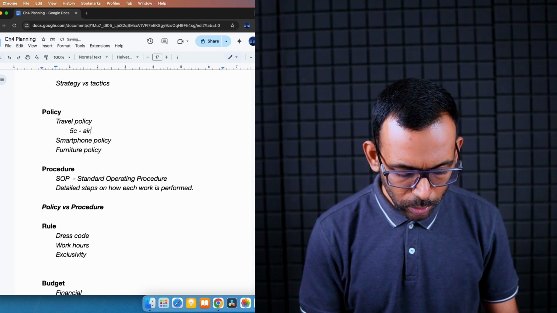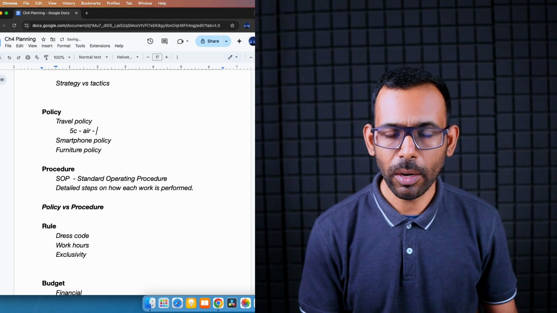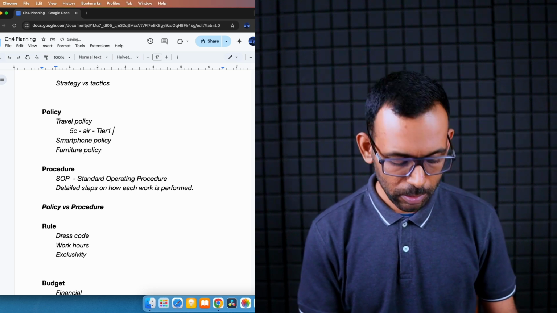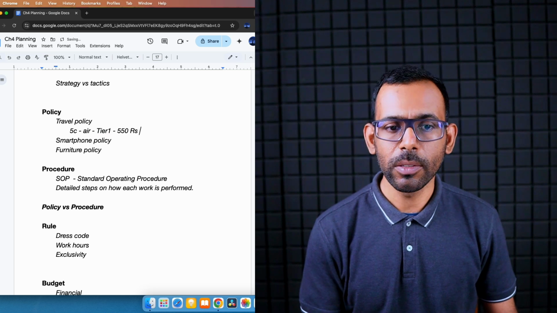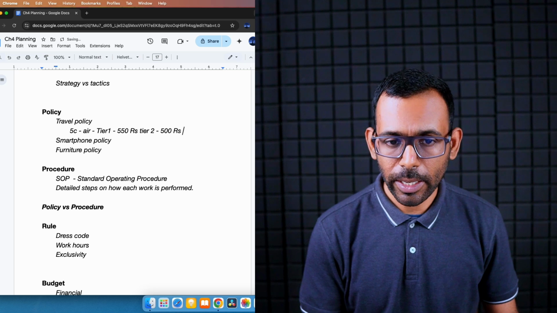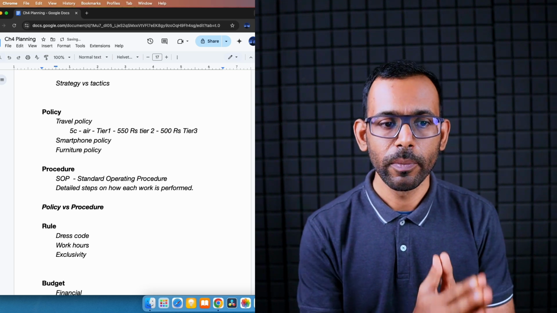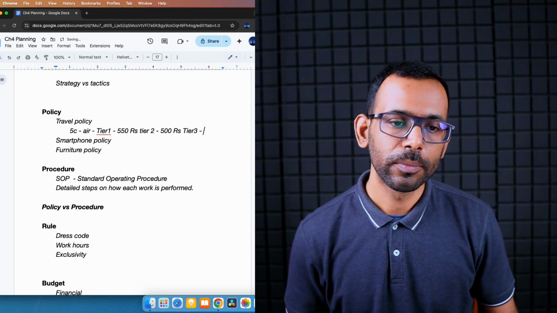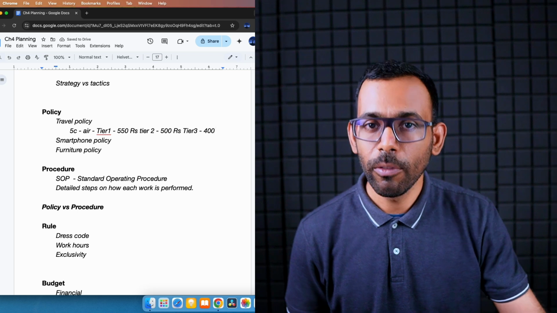If you go to tier 1 city, you will get 550 rupees per day for boarding purpose. If you go to tier 2 towns, you will get 500 rupees per day for boarding purpose. And then if you go to a tier 3 town or a village, then you will get 400 rupees per day for boarding purpose, which is within this 500, 550, we have to manage our food there.